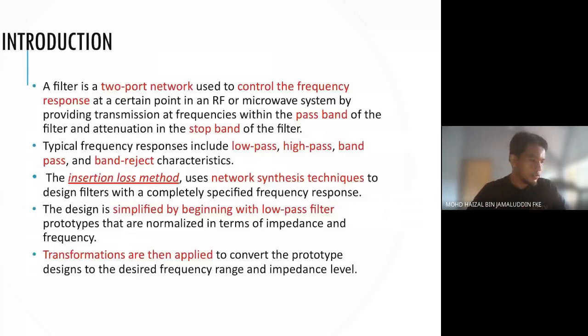As an introduction, a filter is a two-port network used to control the frequency response at a certain point in an RF microwave system by providing transmission at frequencies within the pass band of the filter and attenuating in the stop band. That means we allow a signal to pass through, especially in the pass band, and eliminate it in the stop band. So we have low pass, high pass, band pass, and band reject characteristics for these kinds of filters.